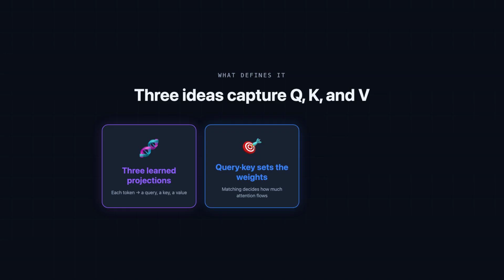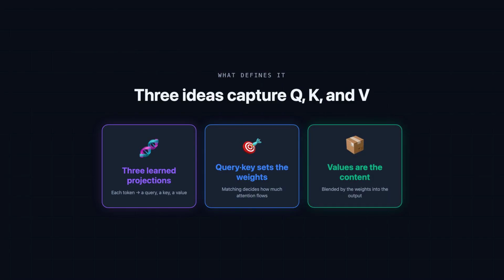Query and key together decide the weights. Matching a token's query against all the keys, then applying softmax, sets how much attention flows to each position. This is the addressing half, the part that chooses where to look. Values are the content that gets blended. Once the weights are set, the output is just the values combined in those proportions. Keys decide how much, values decide what, and cleanly separating those 2 roles is the whole trick.